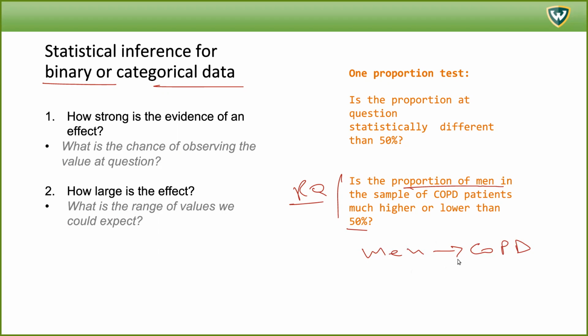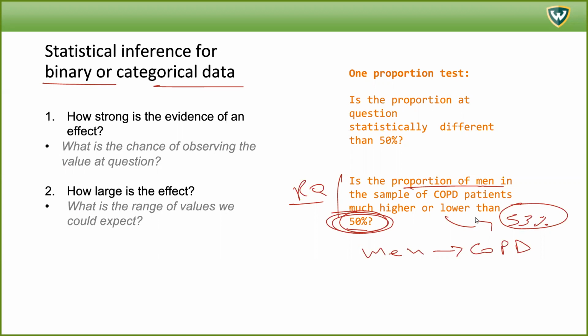But when we're thinking of this question here, one, what is the chance of observing the value? The question is, what is the chance of observing this 50%? Or not this 50%, but whatever the proportion of men in the sample is. So let's assume it's 53%. 53% of COPD patients are men, and then the rest are women, let's say 47%. So you may say, well, we already have 53%. That's your statistic. 53% is the proportion of COPD patients that are men, and 53 is higher than 50. So we already have our answer. What else is there to do?